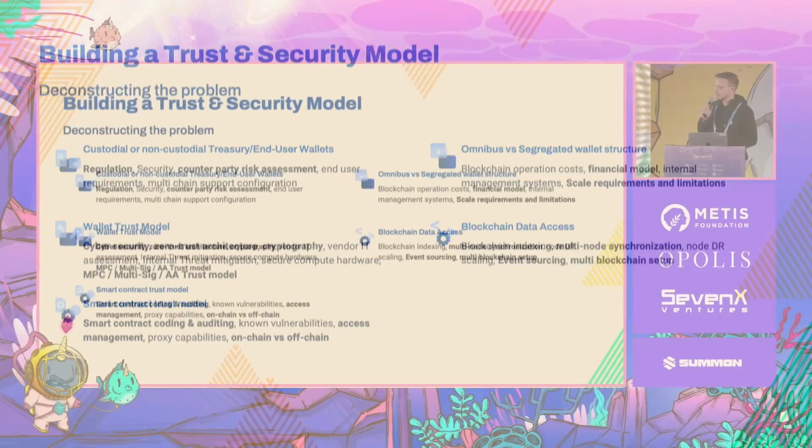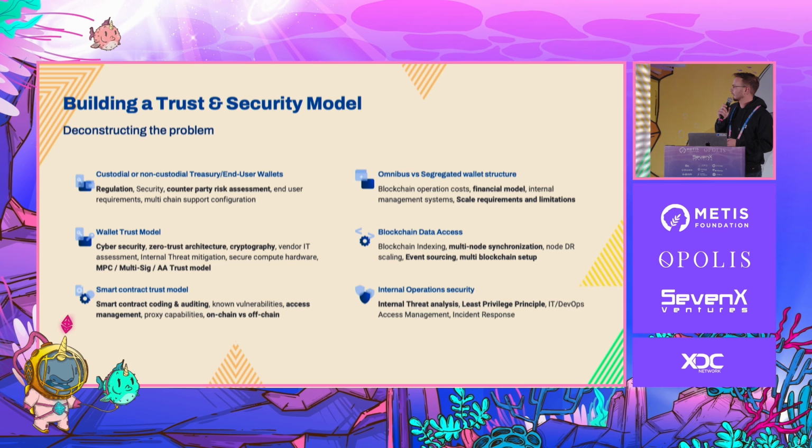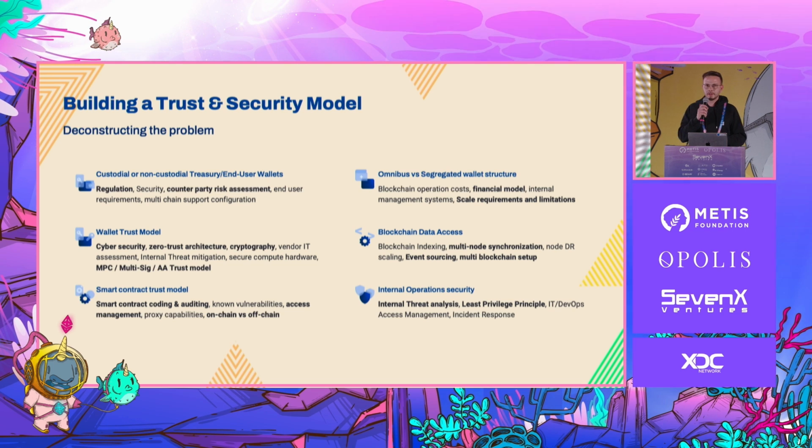Smart contract trust model: if you're developing a product that is built on top of smart contracts, you need to make sure that you go through all the relevant audits. And internal operation security: making sure that you have all the internal access policies in place.